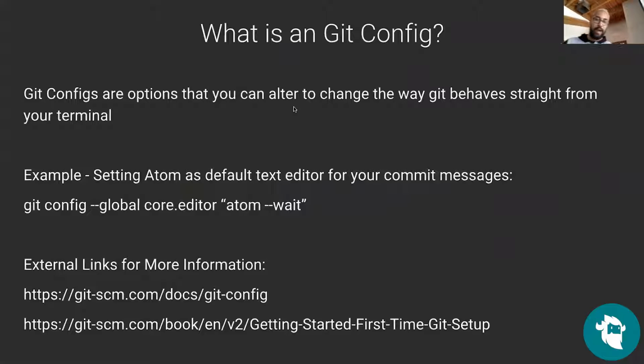For example, you can set Atom as the default text editor for your commit messages. So instead of it opening Vim every time you forget to make a commit message, you can set the Git config for Atom. I think the --wait is so that once you open Atom, Git won't continue running until you close the commit message. There's 2 external links for more information. There's a ton of Git configs. I kind of wanted to just gloss over them, just bring them to your attention, and then you can bring in more Git configs as you see fit.